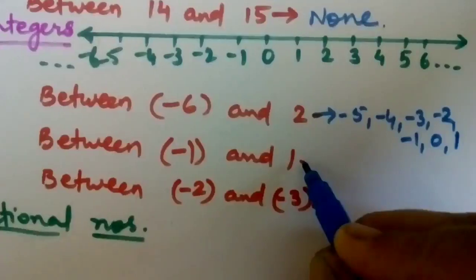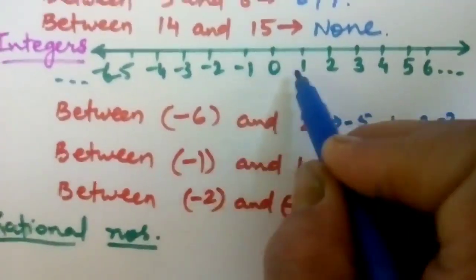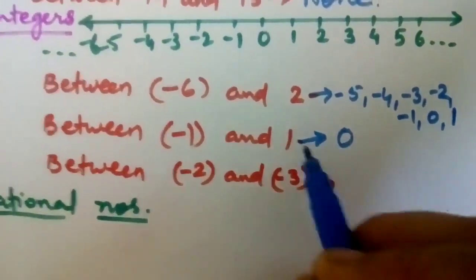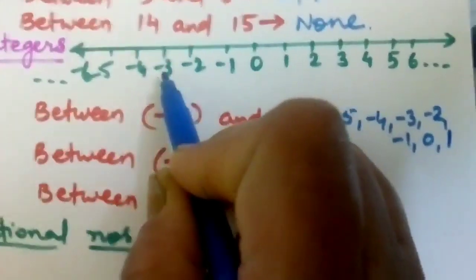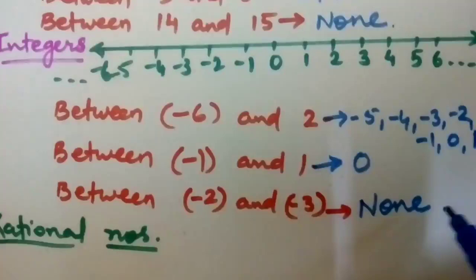And now between minus 1 and 1, the number is 0. We can see here between minus 1 and 1, the number is 0. Between minus 2 and minus 3, is there any number between minus 2 and minus 3? So no. So there is no number, none.